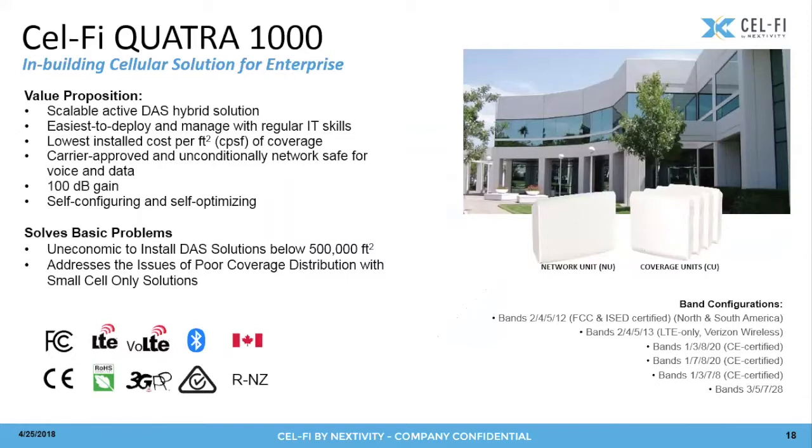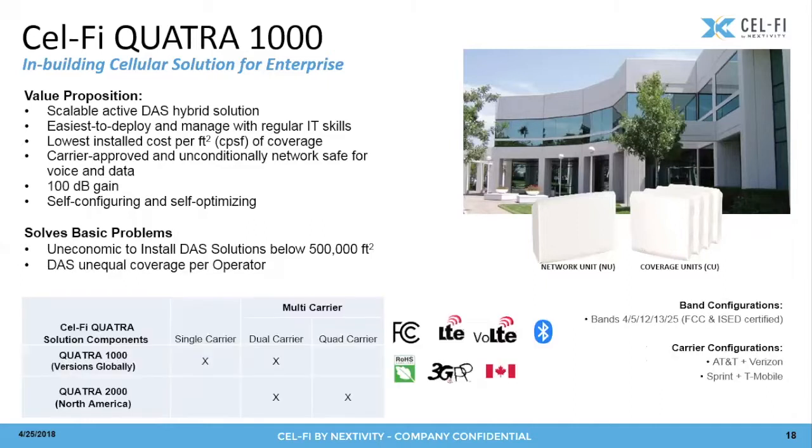Remember, Nextivity is an engineering company that provides network equipment to operators around the world. We've been qualified by about 200 operators in 100 countries around the world. But in the United States, we also have the Quatra 2000, which is a dual carrier system. If you wanted to deploy all four major operators in a building in the United States, you would put in two of these systems in parallel. And then there would be radio resources designated to each of the four operators and again normalized at the output.